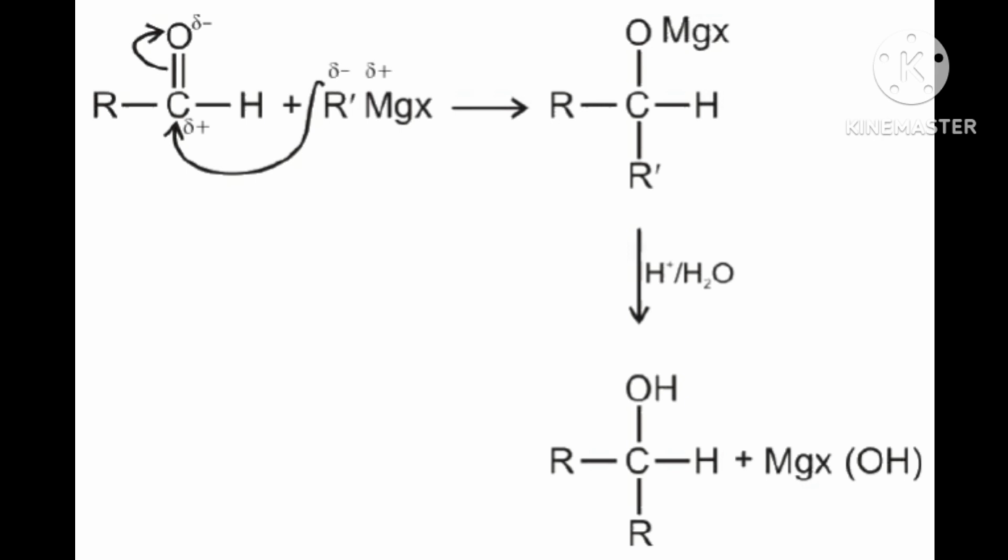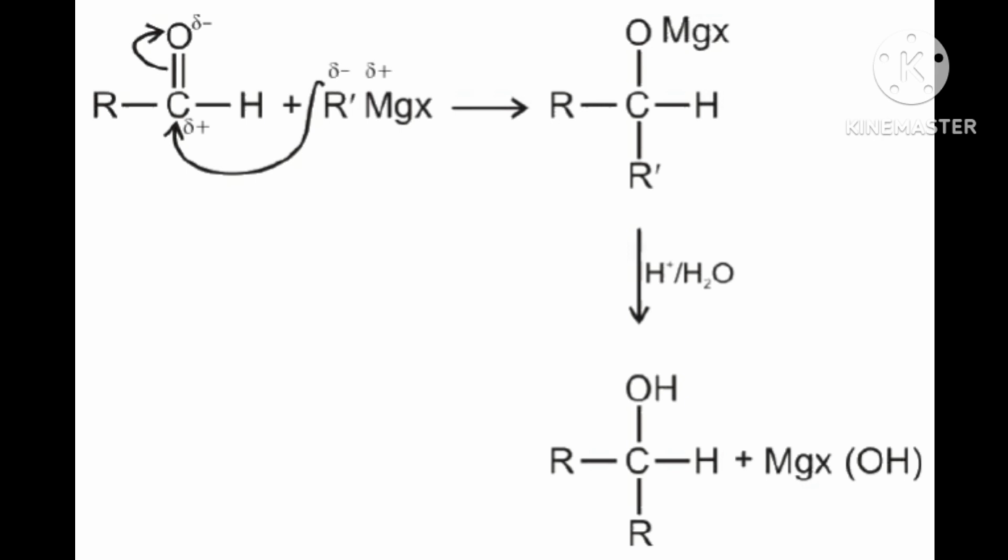No difference at all, because H2O will break into H plus and OH minus. Then obviously when the O-Mg bond breaks, O will get negative and Mg will get positive. Then H plus will come to O and form OH. Now it became R2CHOH, the alcohol you got, plus OH will go to MgOHX.